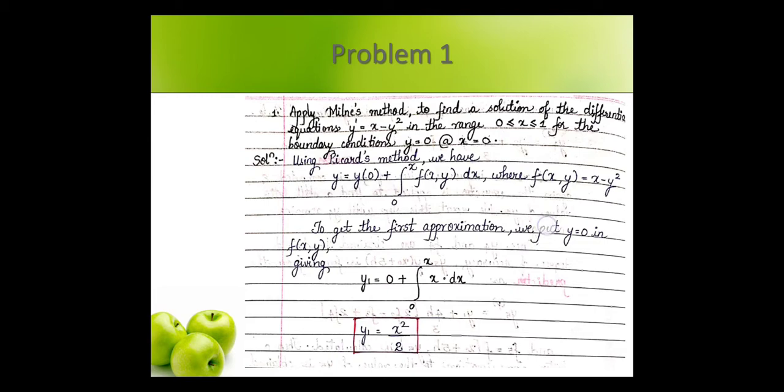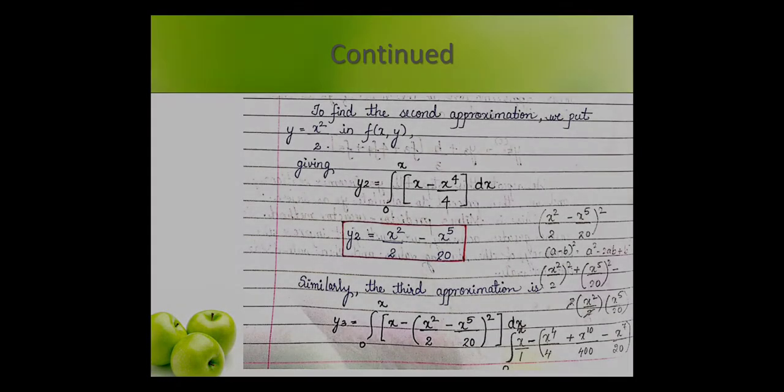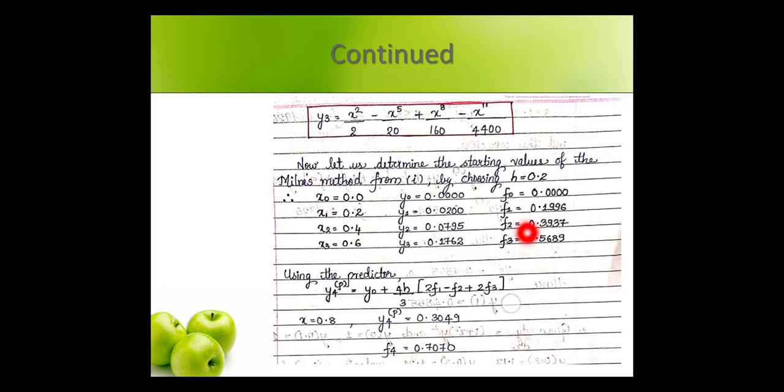Then you need to use f of x to find out f naught, f1, f2, f3. So you will get the initial values by choosing h equals 0.2. Now using the predictor formula, your predictor formula for y4 will be equal to y naught plus 4h divided by 3 times 2 f1 minus f2 plus 2 f3. So once you substitute x value as 0.8, find out the y4 value for the respective x value, then you will get your f value here.